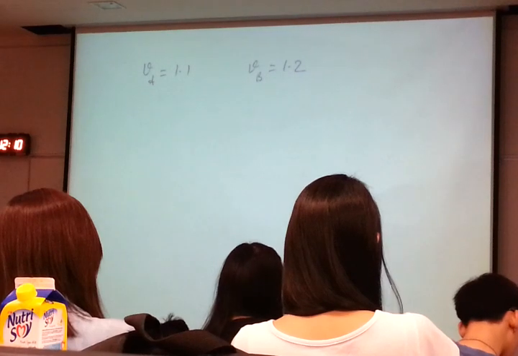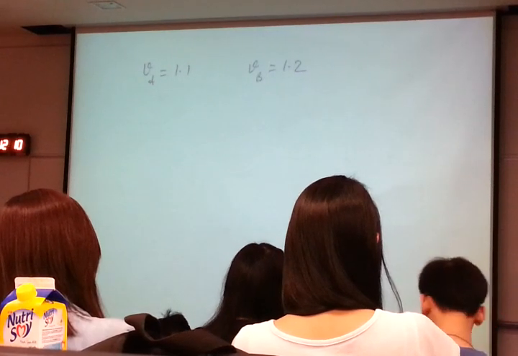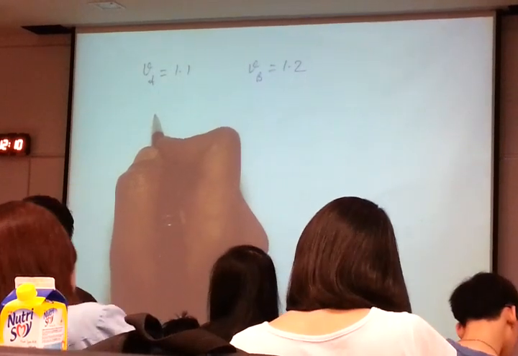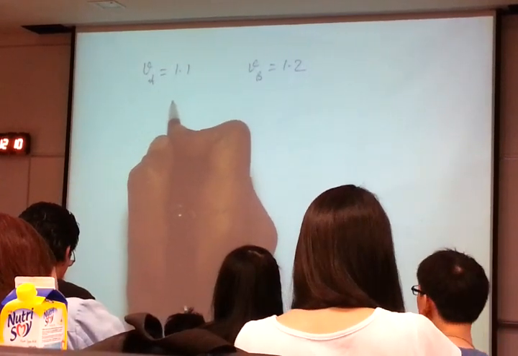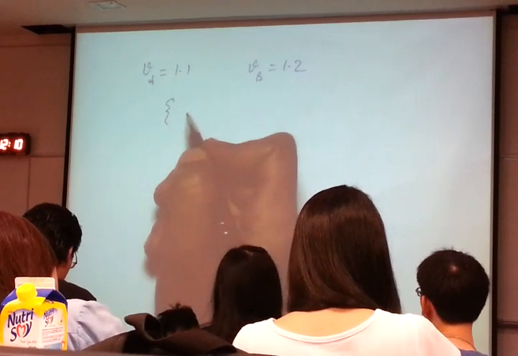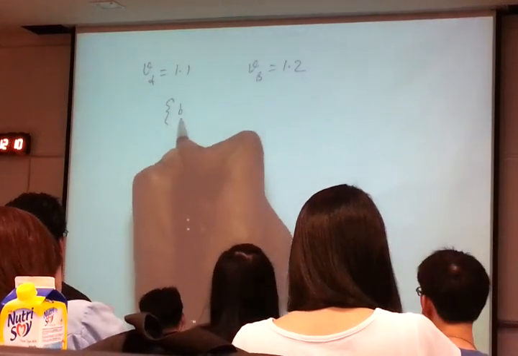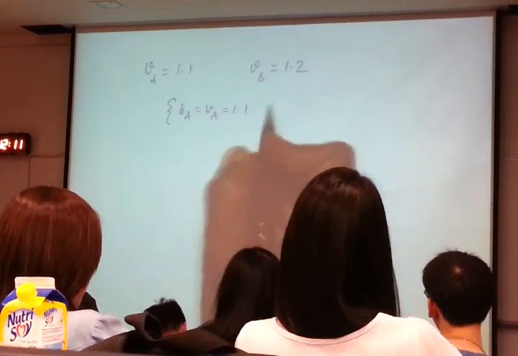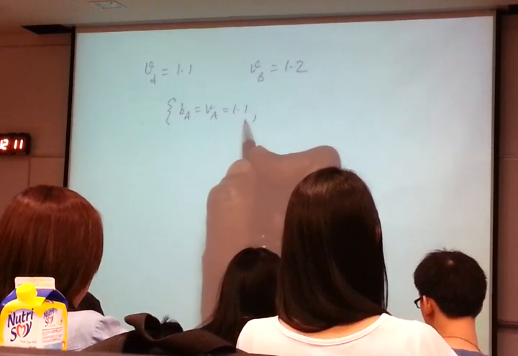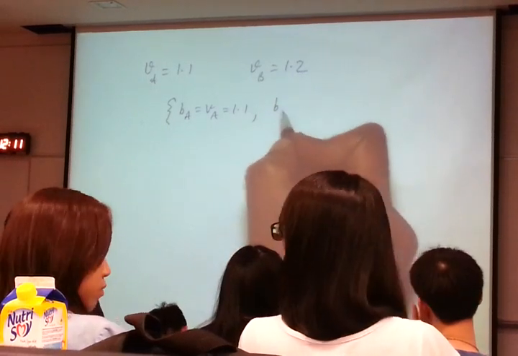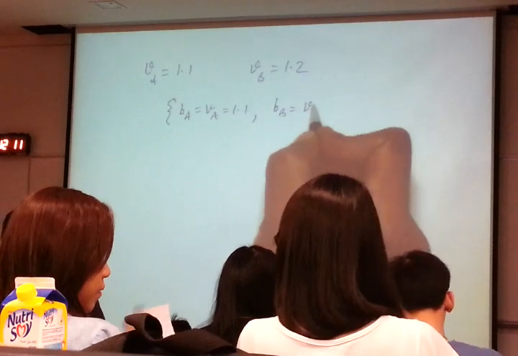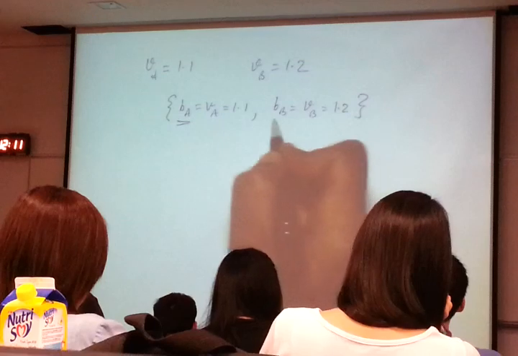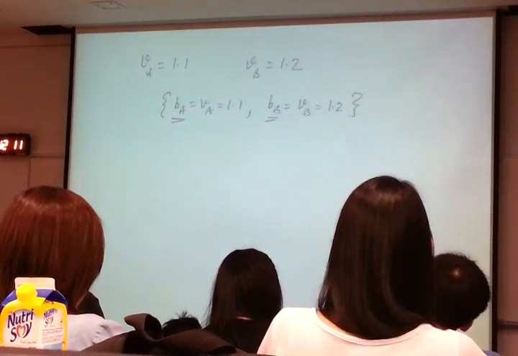I am just required to show that one of them is an equilibrium in which both bidders bid their own valuations. In other words, translate this sentence into a mathematical expression. I am asking you, show me that BA is equal to 1.1. This is Alex's bid, right? And BB is equal to 1.2. This is Bert's bid. These bids constitute a Nash equilibrium. That's what I am asking you to show.